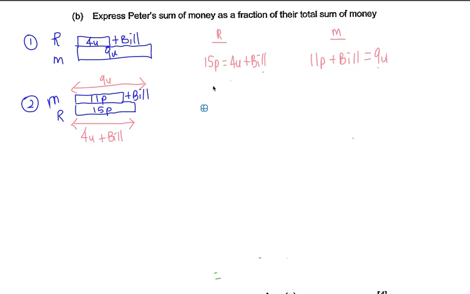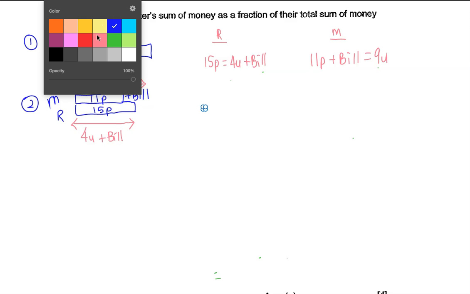So I'm going to write out the two equations here, right? As you can see, I've written it out here. For Roger, this 15 parts here is actually 4 units plus the bill. And for Mary, 11 parts plus the bill is actually 9 units. So now that we have written out these two equations, we will try to find the lowest common multiple for the units. All right. So what I'm going to do now is let's look for the lowest common multiple.